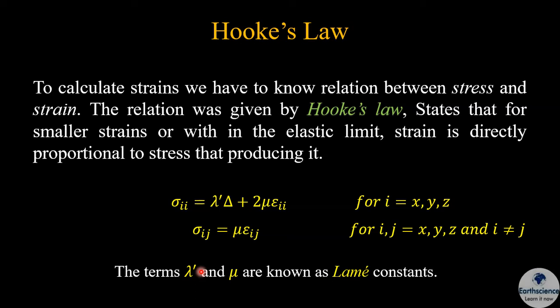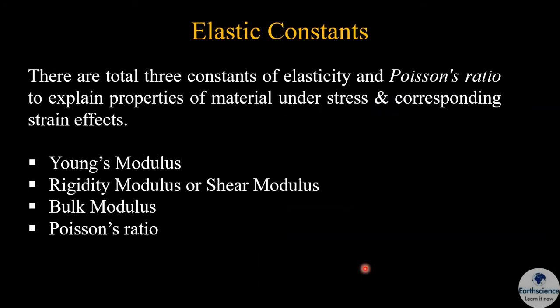After these Lamé constants, we are going to discuss all the elastic constants and how they can be expressed in Lamé parameters. The basic elastic constants are Young's modulus, rigidity modulus or shear modulus, bulk modulus, and Poisson's ratio. These are the constants that explain the properties and the effects that take place when we apply a force to a particular material.